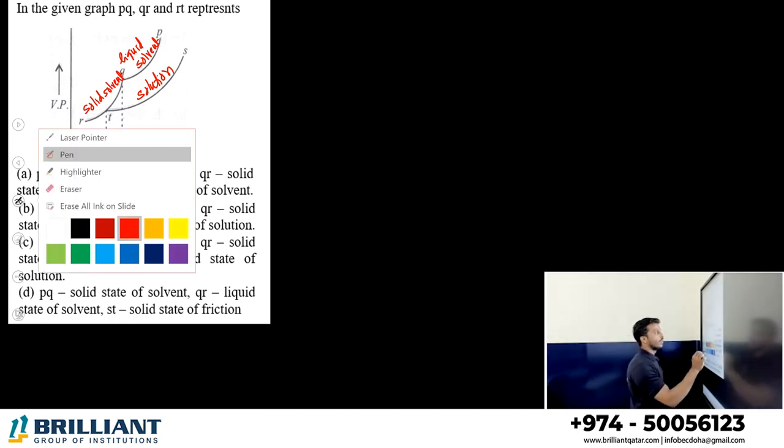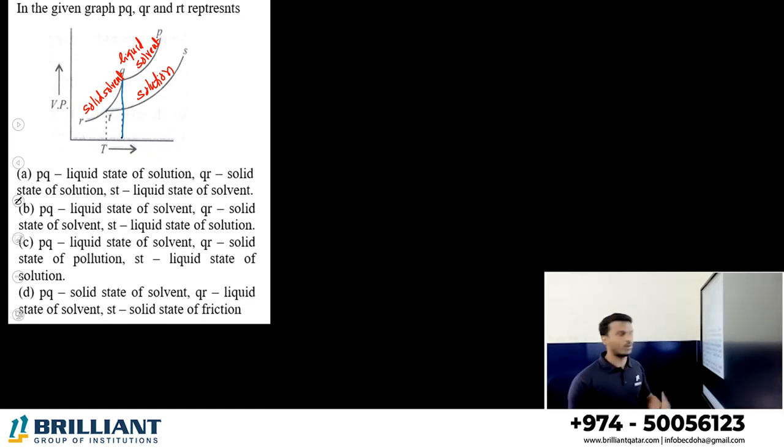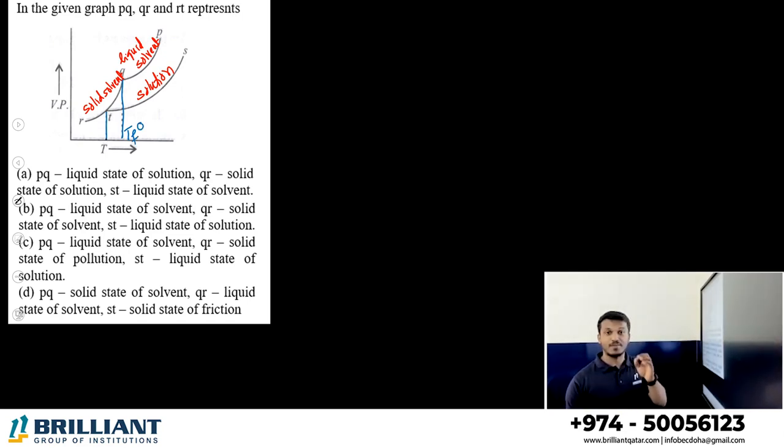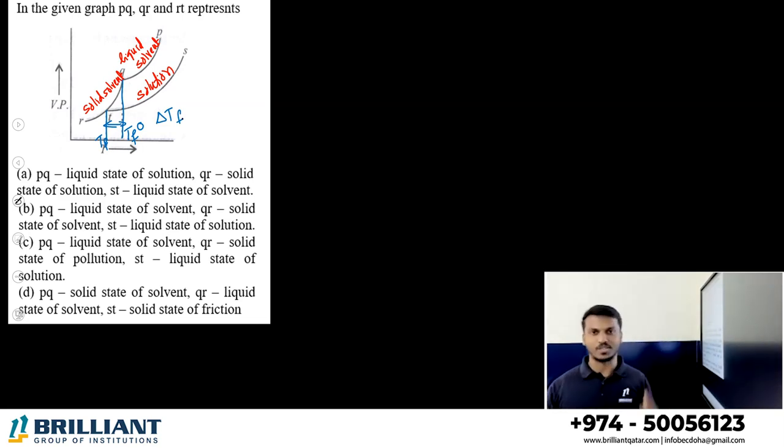And you know that this line represents the freezing point of the solvent. It is represented by TF naught. This is the point representing the freezing point of the solution, TF. The difference between them is called delta TF, right? Delta TF, depression in freezing point.